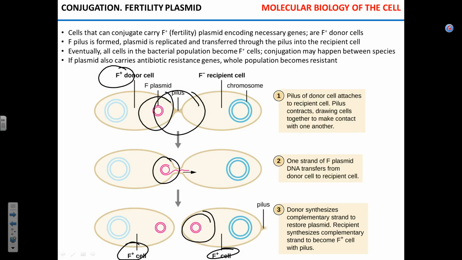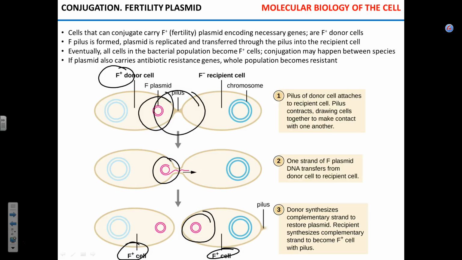Let me ask you this. If you have a population of bacteria in which there's, hypothetically, one cell with a fertility plasmid, and you just let this population grow, what's going to happen in the end? They're all going to be fertile. They're all going to have the fertility plasmid.